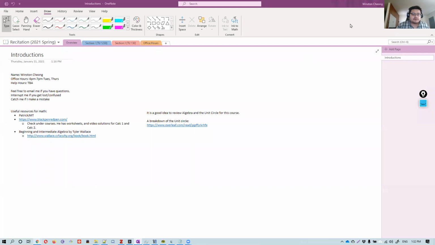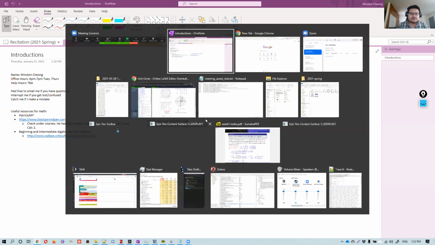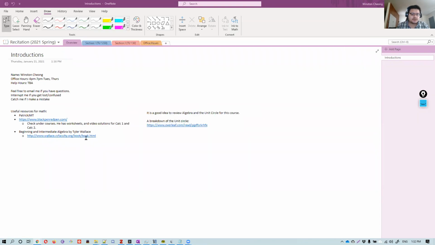Okay, so I added a few things to this. First off would be the algebra. If you feel like your algebra skills are not sufficiently solid, I would recommend that you work through some problems in this text.